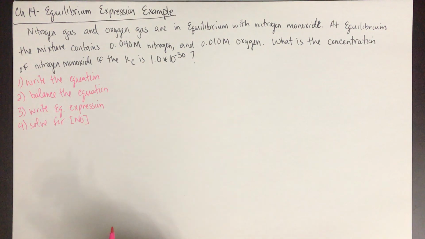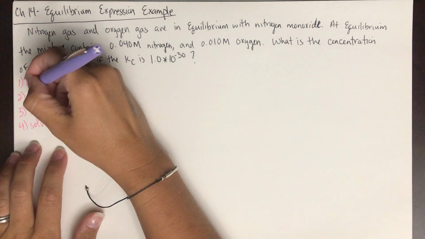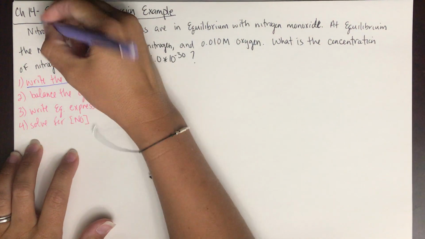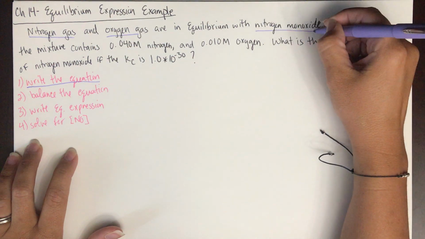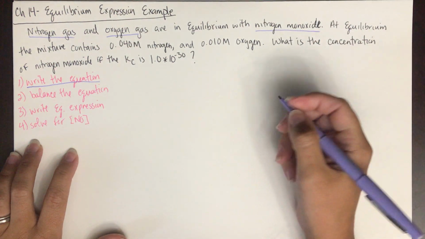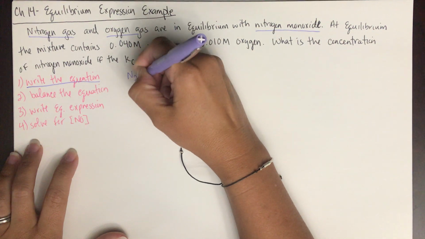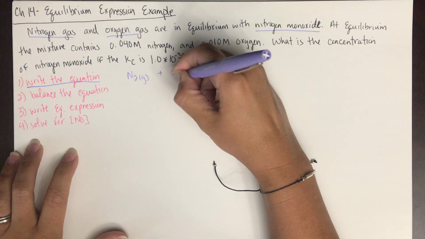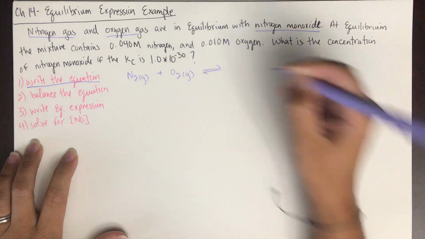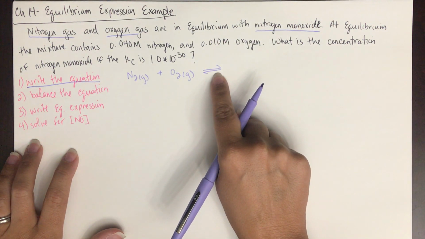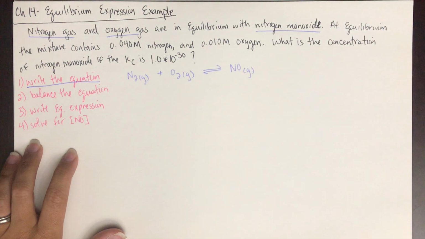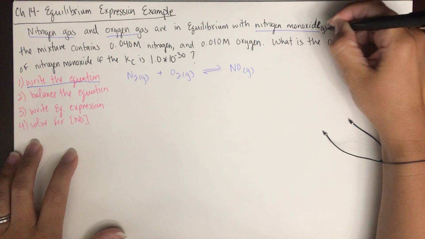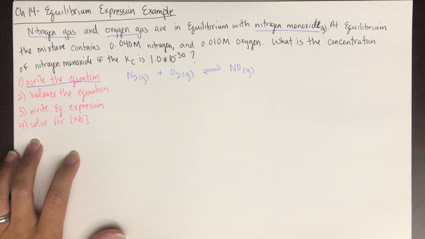So step one, let's write the equation. So it says I have nitrogen gas and oxygen gas in equilibrium with nitrogen monoxide. So what I would do is say N2 gas plus O2 gas is in equilibrium with, don't forget this double-sided arrow, nitrogen monoxide, which is a gas. I would tell you that. I wouldn't expect you to know that. Nitrogen monoxide is a gas. So this is the equation as it is written.